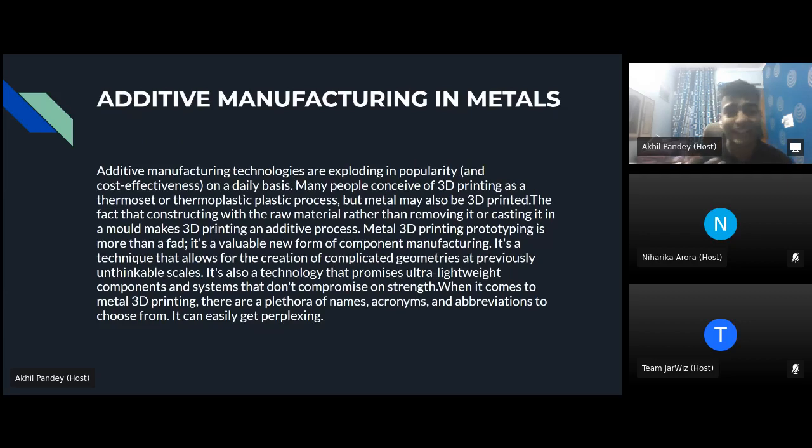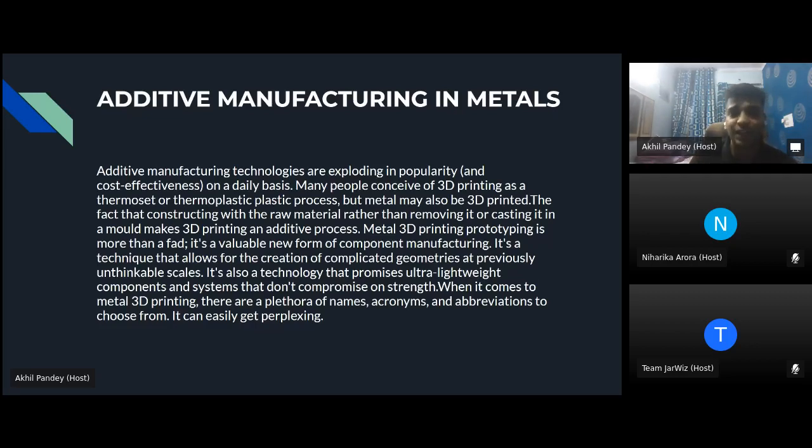Okay, so coming on to now additive manufacturing in metals. So this was 3D printing. Usually we consider that 3D printing is used for plastic printing, for different types of plastics and different types of material. But you don't usually talk about metal printing.